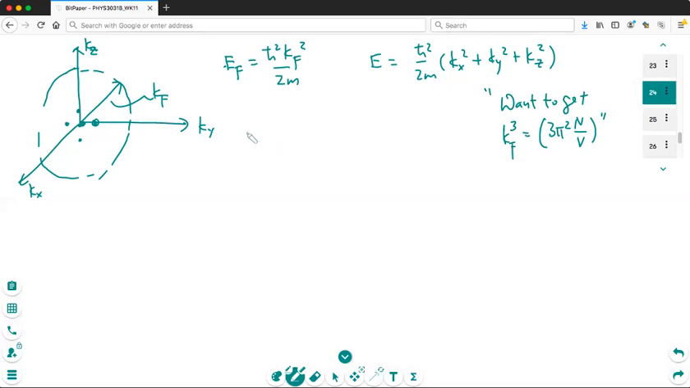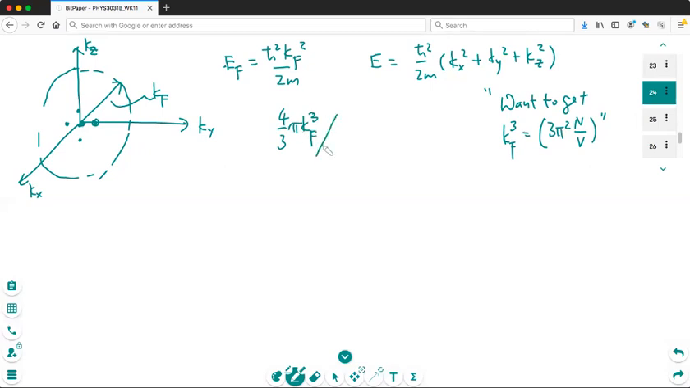I will just argue like this. I have a sphere. This sphere will have volume. Listen carefully. I have a sphere of radius k_F, and this sphere will have a volume of 4 pi k_F cubed divided by 3.